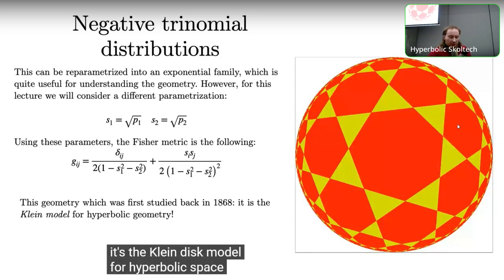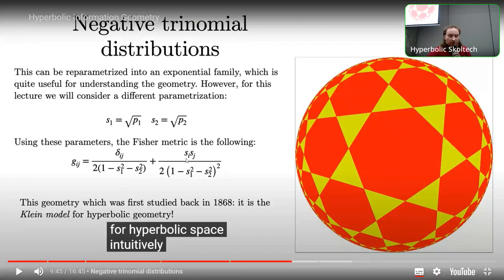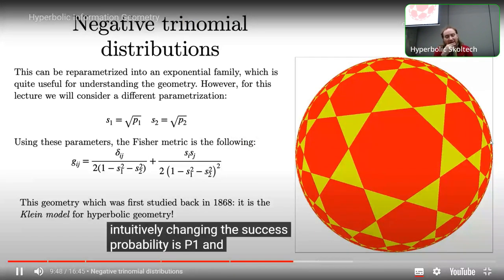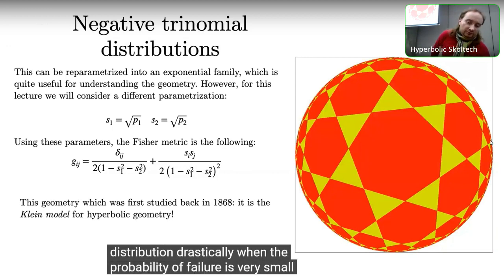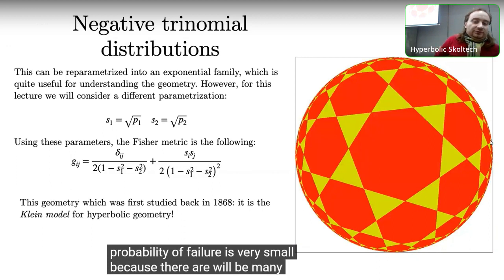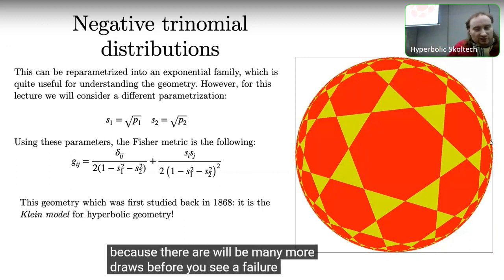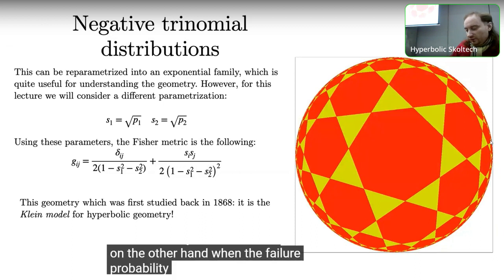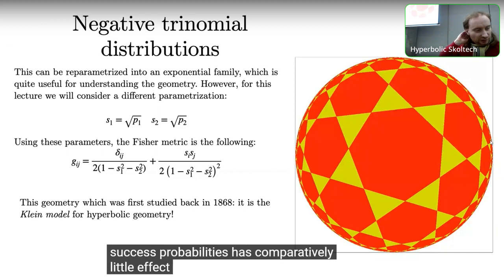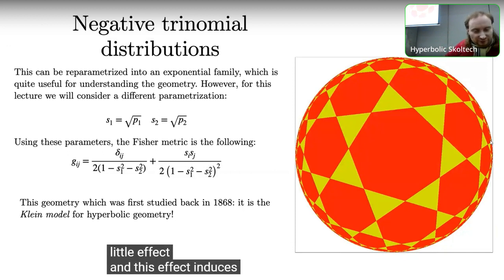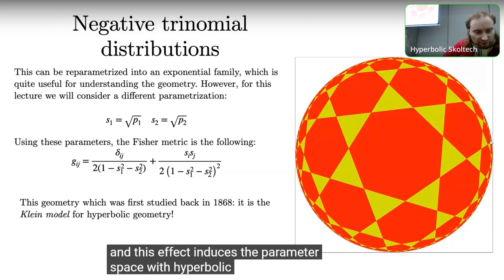Intuitively, actually, we've already seen something like this. This is 1 minus the norm of x squared, yeah? Changing the success probabilities p1 and p2 affects the distribution drastically when the probability of failure is very small, because there will be many more draws before you see a failure. On the other hand, when the failure probability is large, changing the success probabilities has comparatively little effect. And this effect endows the parameter space with hyperbolic geometry.